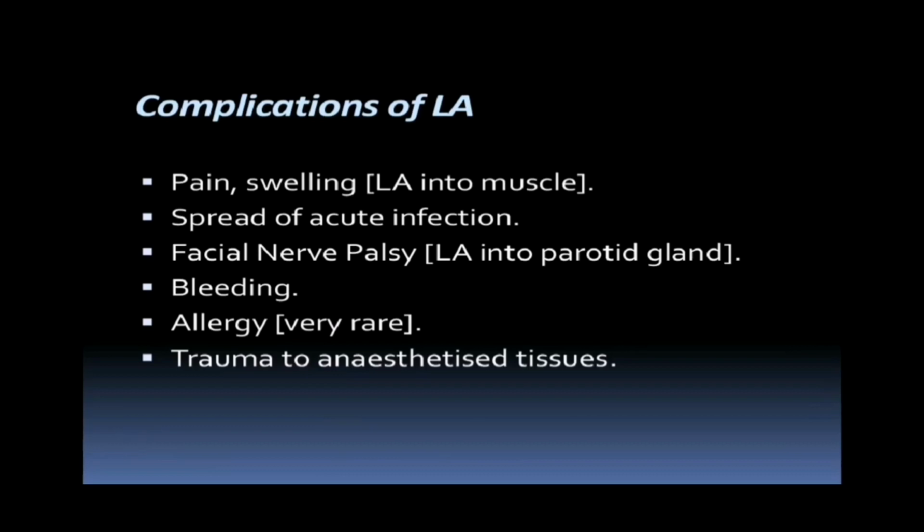There is a diagrammatic and clinical picture showing the inferior alveolar nerve block. Complications of LA: pain, swelling, spread of infection due to injection, use of needles, facial nerve palsy due to injury by the needle to the facial nerve, bleeding, allergy, and trauma to anesthetized tissue.